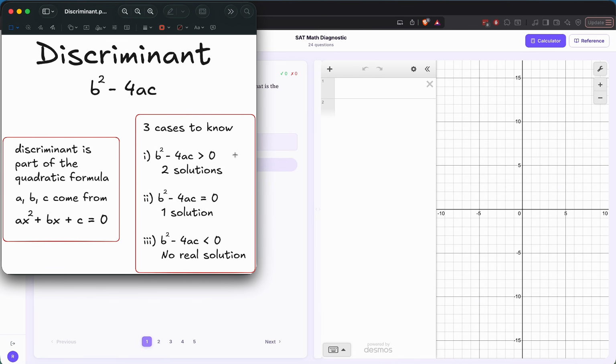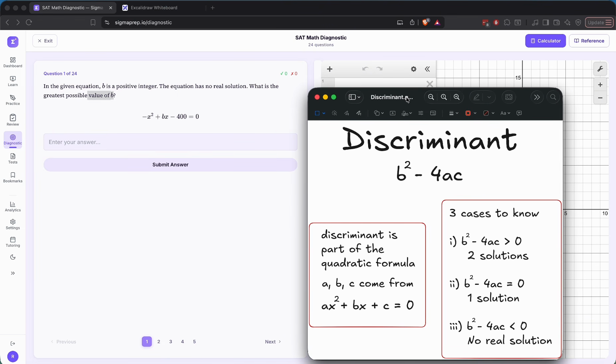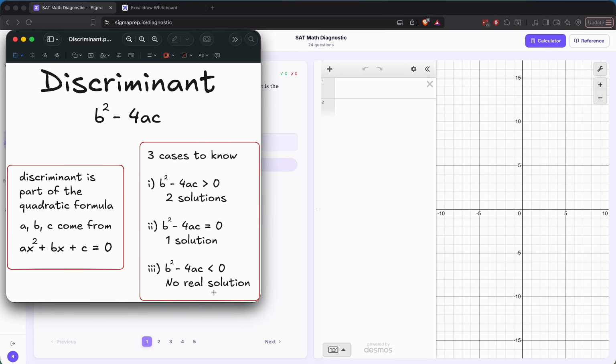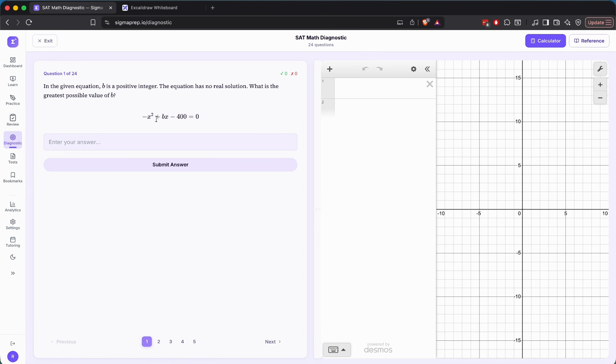So you got to know your discriminant, the part of the quadratic formula that's inside the square root. Know your cases: 2 solutions, 1 solution, no solution. Here they're telling us that it had no solution. We just need to type this into Desmos. The great thing about this one, it's already in standard form. We can see A is -1, B is B, C is -400. Go over here to Desmos and just type that in.